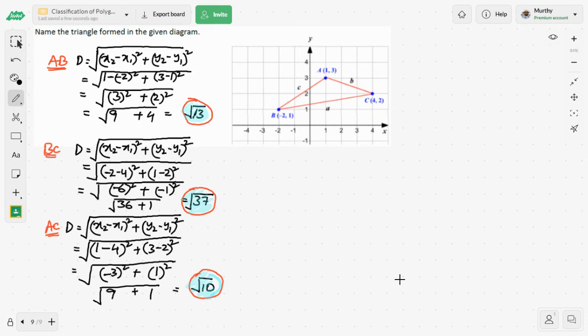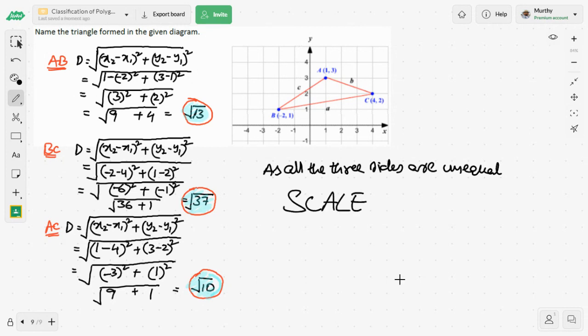So as all three sides are unequal, or you can say different. If two sides are equal, we say it is an isosceles triangle. If all three sides are equal, it is equilateral. Therefore, here all three are different, so this is going to be a scalene triangle. Okay, any questions on this?